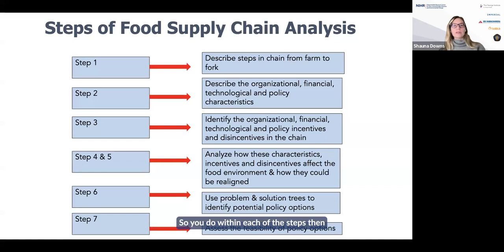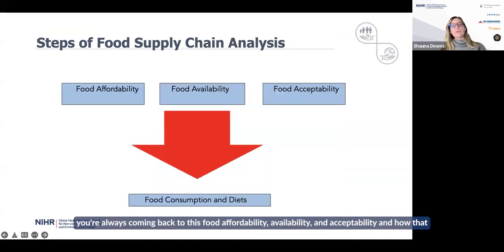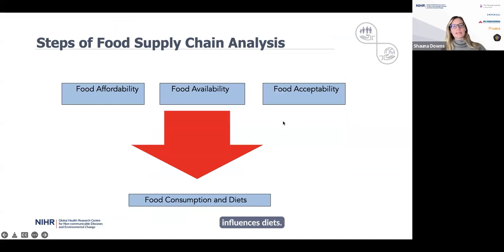So within each of the steps, you're always coming back to food affordability, availability, and acceptability, and how that influences diets and nutrition.